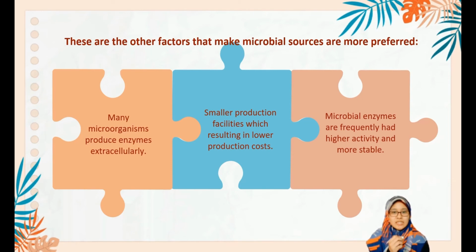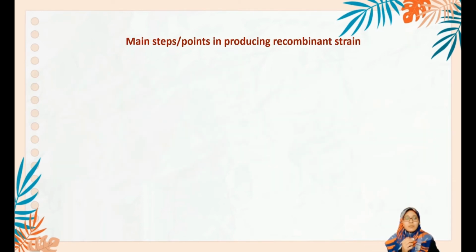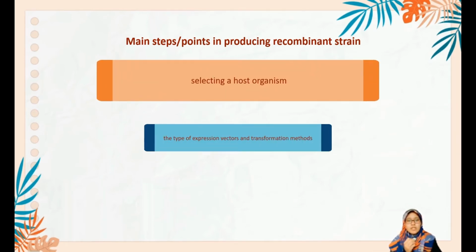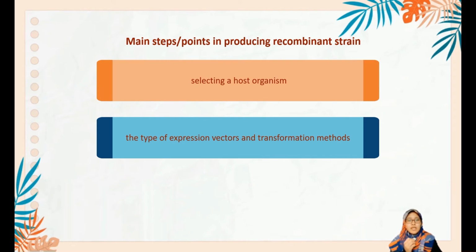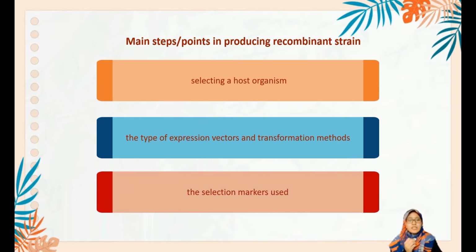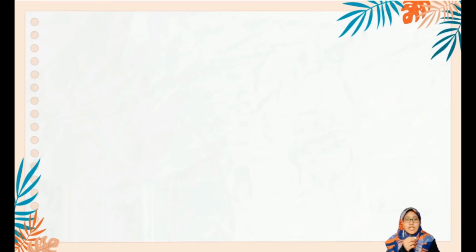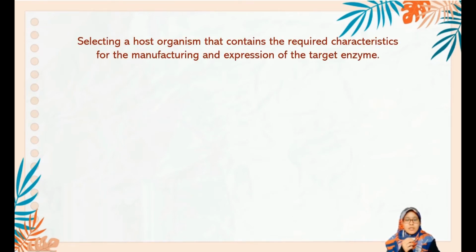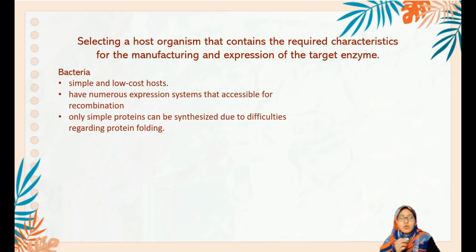Next are the parameters that need to be considered in producing a recombinant strain. First, selecting the host organism. Second, the expression vector and transformation method. And lastly, the selection marker used. As for selecting the host organism, the host should contain the required characteristics for the production and expression of the target enzyme. As for bacteria, they are simple and low-cost hosts. They also have numerous expression systems that are accessible for recombination.